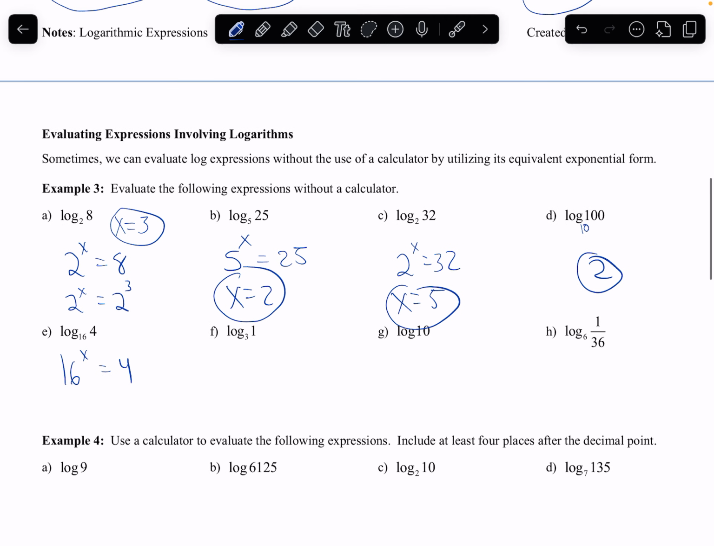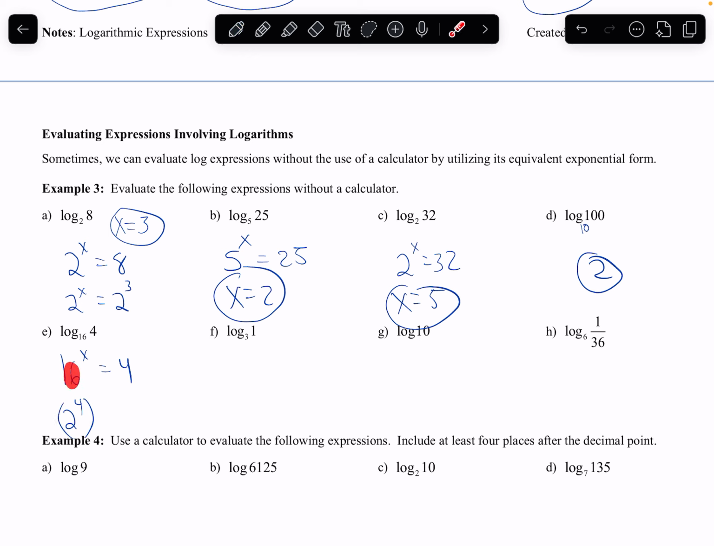This one, you remember that step-by-step process I did up here? You might want to do that down here. So what I did right here was I got the same base on both sides. So I'm looking at a 16 and a 4, and I'm thinking, what number can I write to a power to give me both a 16 and a 4? That would be a 2. 2 raised to the 4 is 16.